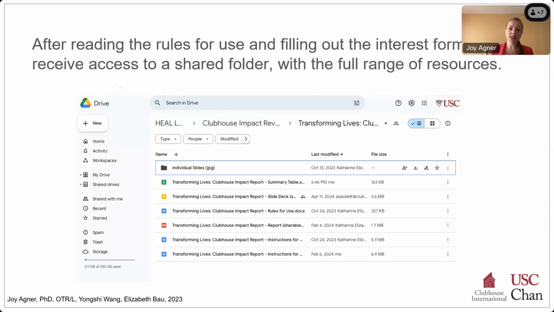So this is what it looks like after you fill out the interest form and answer a few questions. It takes you to this Google Drive where you can just download any of this information. If you're not familiar with Google Drives, don't worry, it just looks like a normal folder, and then there are opportunities for download there. And none of this is editable on the Google Drive. It's just like a folder where you'll download the things that you want.